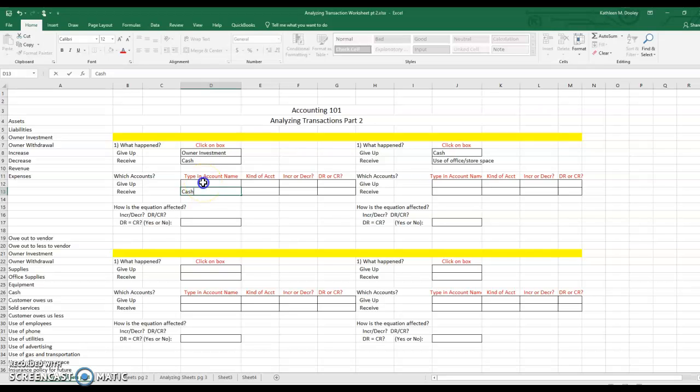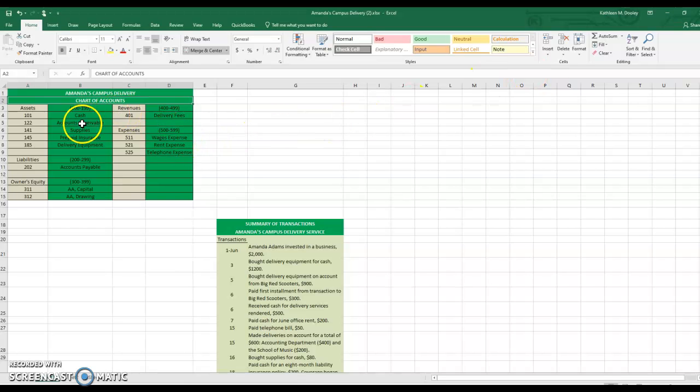Then for the give up, I look at what did I give up? Owner investment. So I look in the chart of accounts for an account that goes with owner investments. And we know from previous PowerPoints that that would be the capital account.